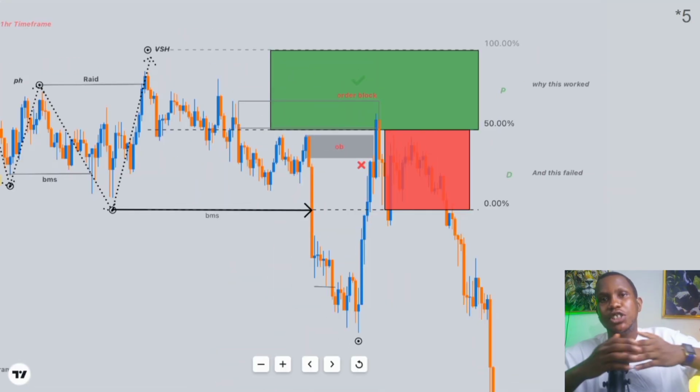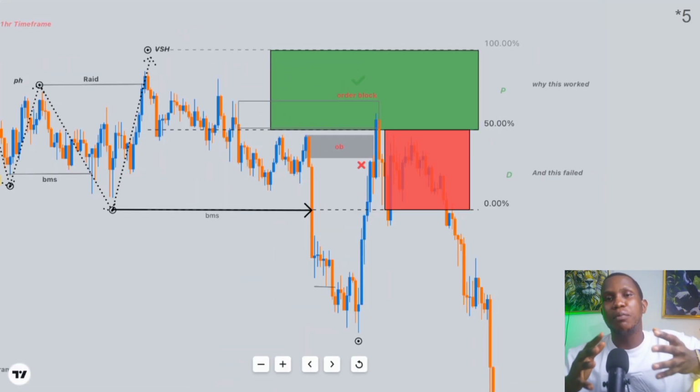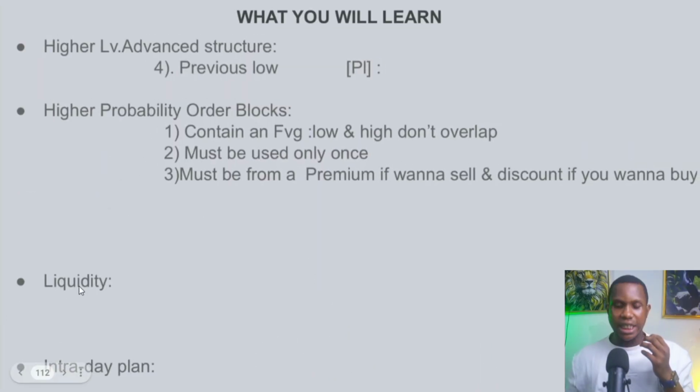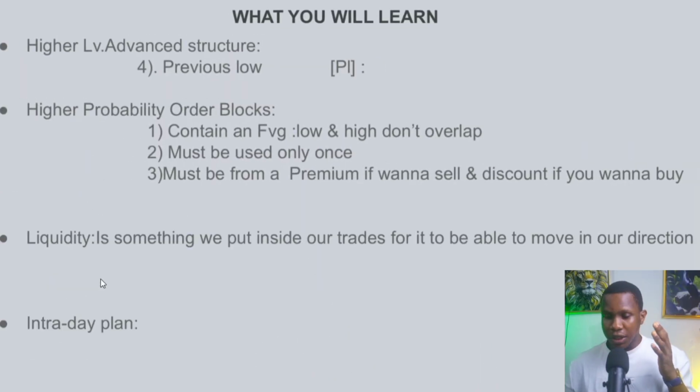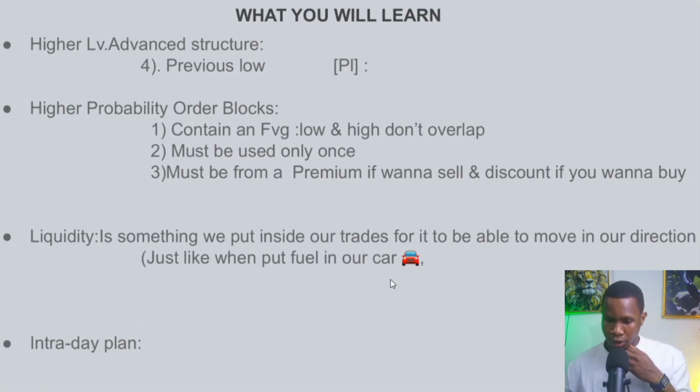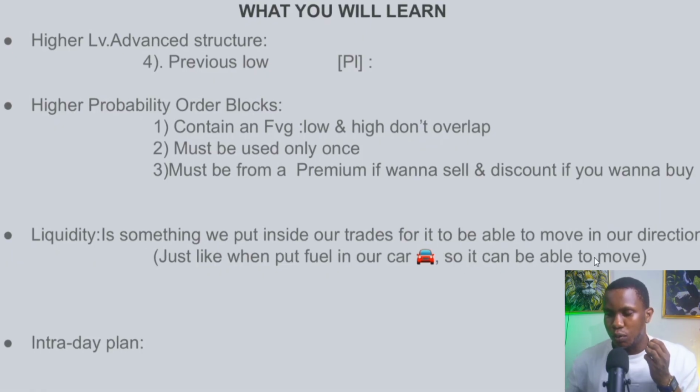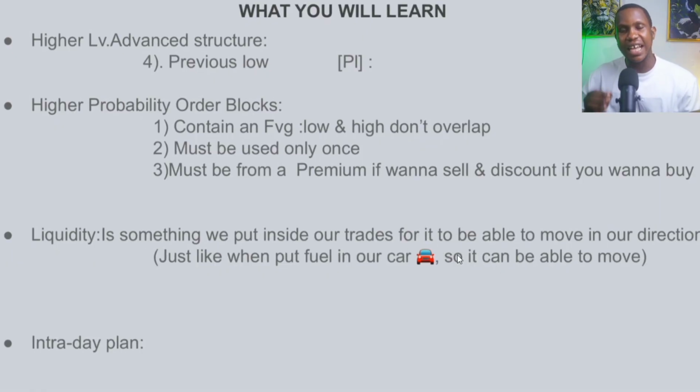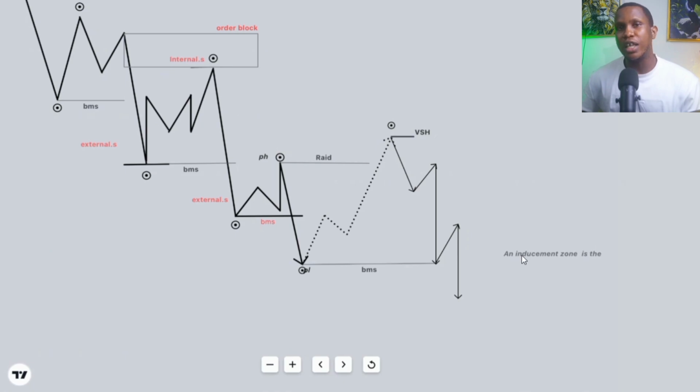Another powerful thing you need to learn to be unstoppable in the market is liquidity. Liquidity is something we put inside our trades for them to be able to move in our direction, just like we put fuel in our car so that it can move. How can we map these out? Another name for a liquidity zone is an inducement zone.